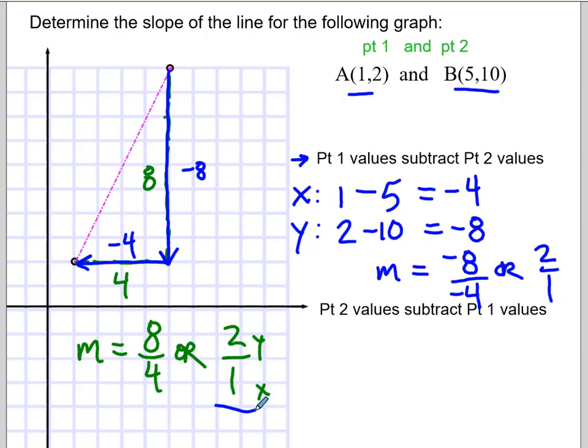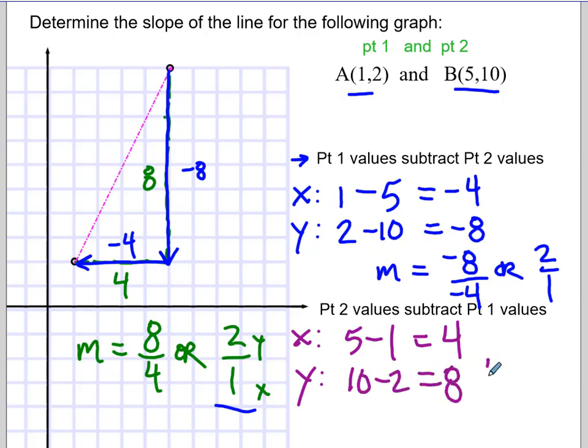Now I'm going to do this one other way, just for argument's sake. I'm going to do point 2 values subtracting point 1 values from them. If I do the exact same thing, well, then I'm going to reverse the order. So now I'm going to do my x's first. It'll be 5 minus 1, and ooh, big surprise, there's the 4. And then y values, if I went 10 minus 2, there's the 8. And again, if I bring those both together with my rise over run, I get 2 over 1, which isn't really a big surprise because we knew the slope was already 2 over 1.